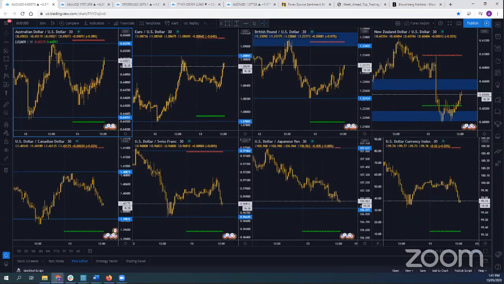Okay, let me just take another quick scan here, guys. Can we quickly go through the news that we saw and decided to short the Aussie last night?